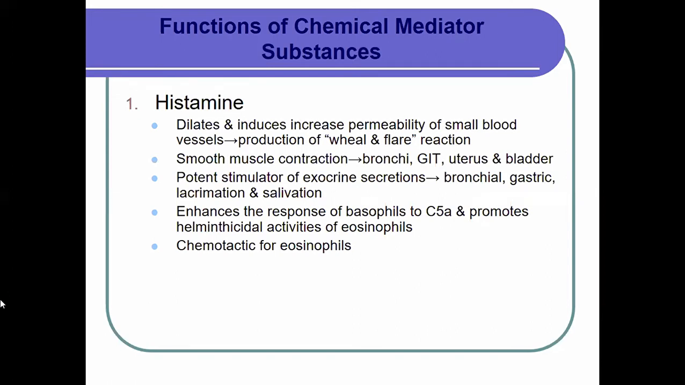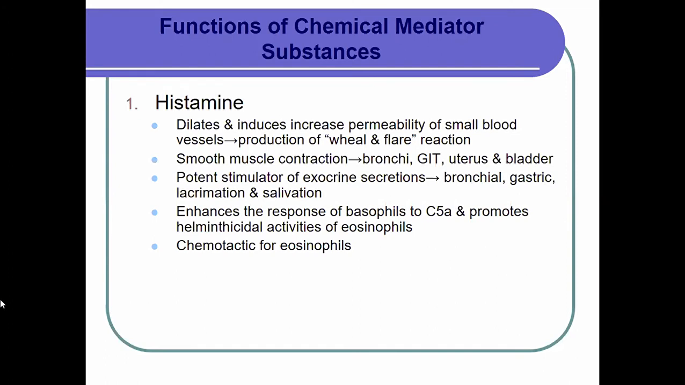bronchial tree, causing wheezing sound. Then you can have diarrhea also, or contraction of the smooth muscle of the uterus and bladder. It is a potent stimulator of exocrine secretions. So aside from bronchoconstriction in asthma, you can have increased bronchial secretion, then gastric secretion, lacrimation and salivation.